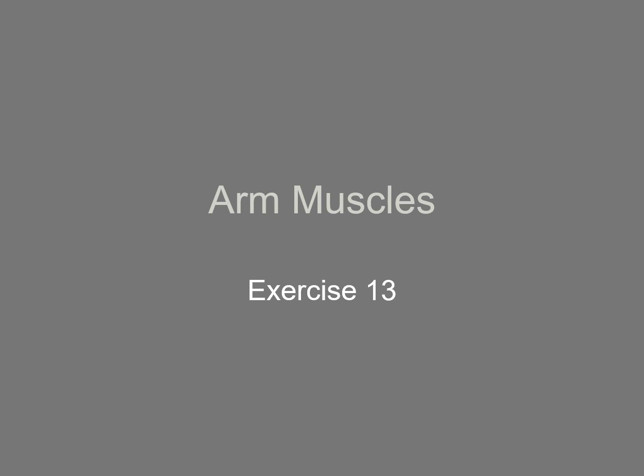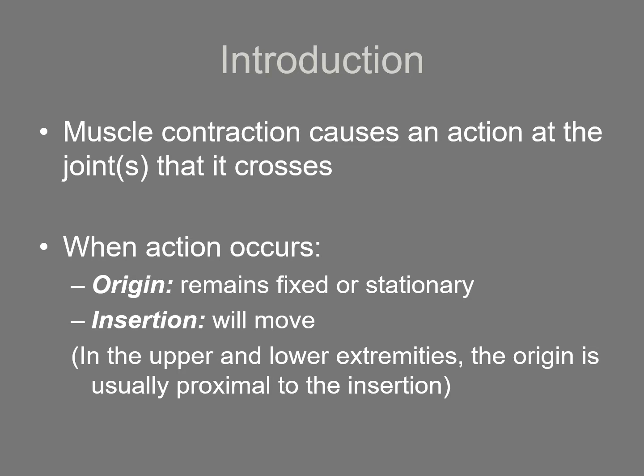The muscles of exercise 13 are divided into different sections. So this section is going to be looking at the arm muscles. And to start with, first, a brief introduction. Remember, the whole point of muscles is to allow movement and flexibility when they contract. With muscles, you have what we call points of origin and points of insertion. The point of origin is the one that remains fixed or stationary, and insertion will move.